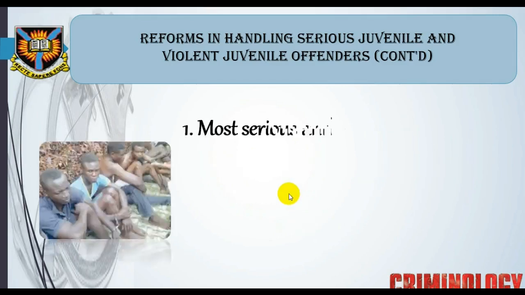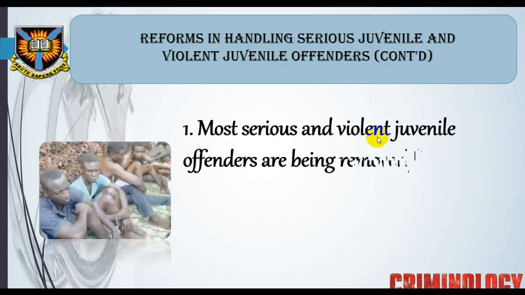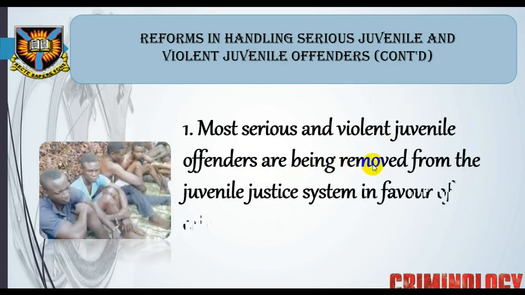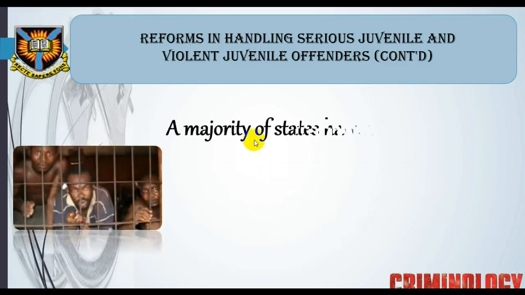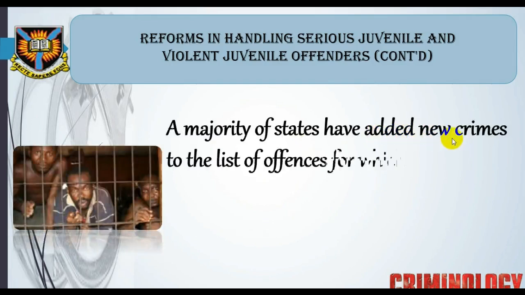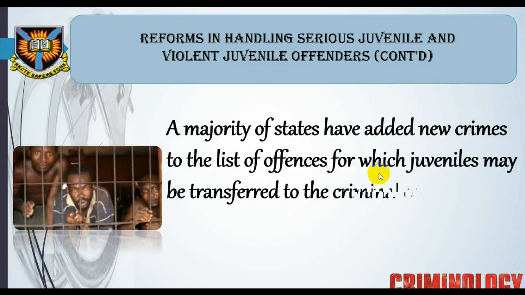1. Most serious and violent juvenile offenders are being removed from the juvenile justice system in favor of criminal court prosecution. A majority of states have added new crimes to the list of offenses for which juveniles may be transferred to the criminal court.